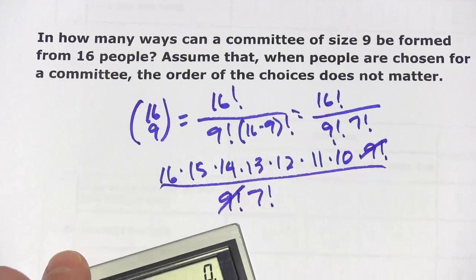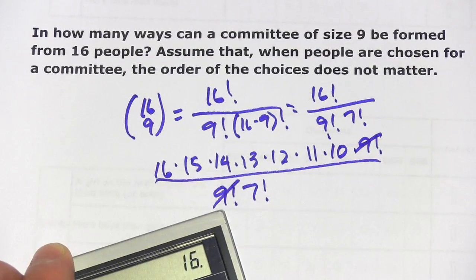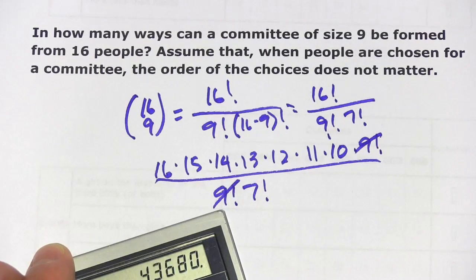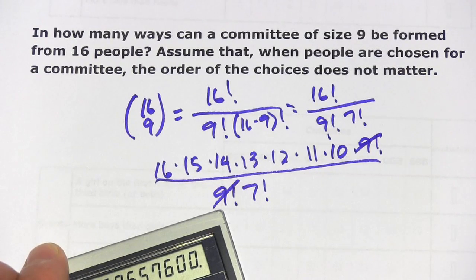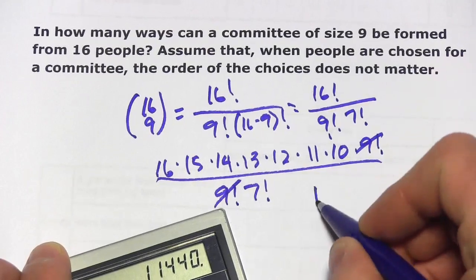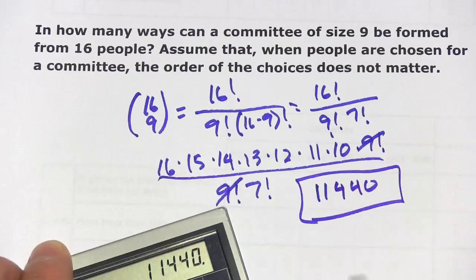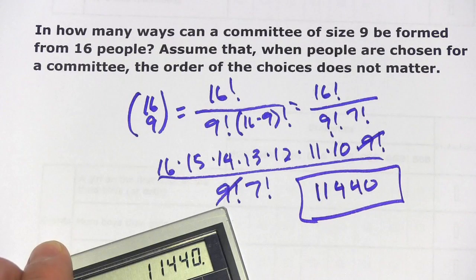Let's calculate this one. So we've got 16 times 15 times 14 times 13 times 12 times 11 times 10. And that's divided by 7 factorial, which is 5,040. So our grand total here is 11,440 different combinations of 9 committee members from a group of 16 people. So that's a little bit of work with combinations.